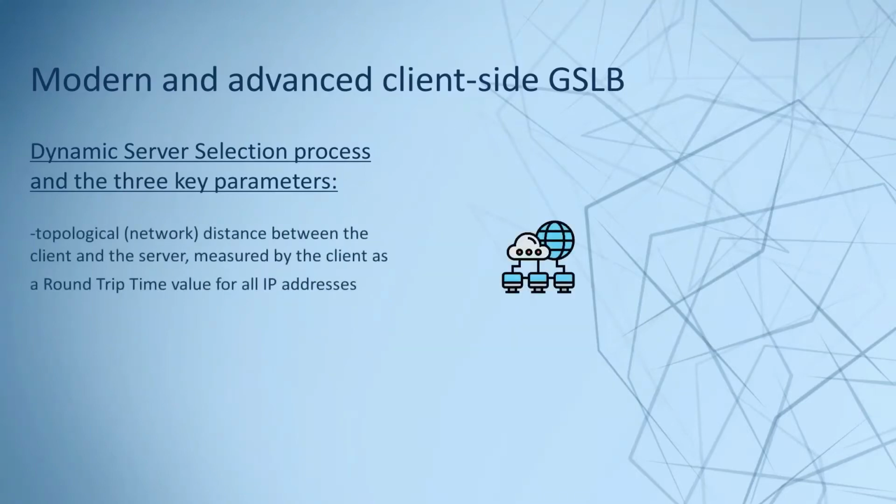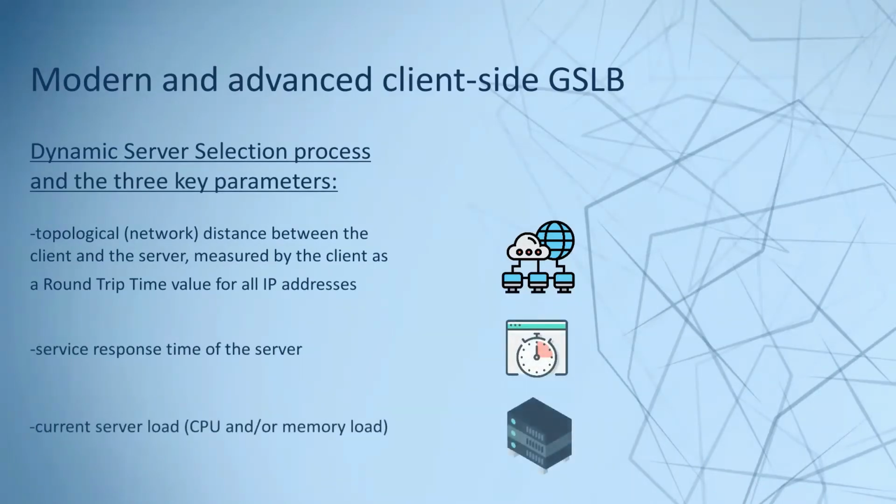Topological network distance between the client and the server, measured by the client as a round-trip time value for all IP addresses. Service response time of the server. And current server load, CPU and/or memory load.